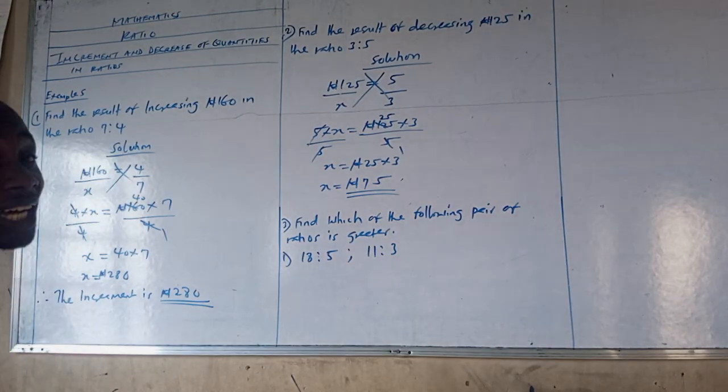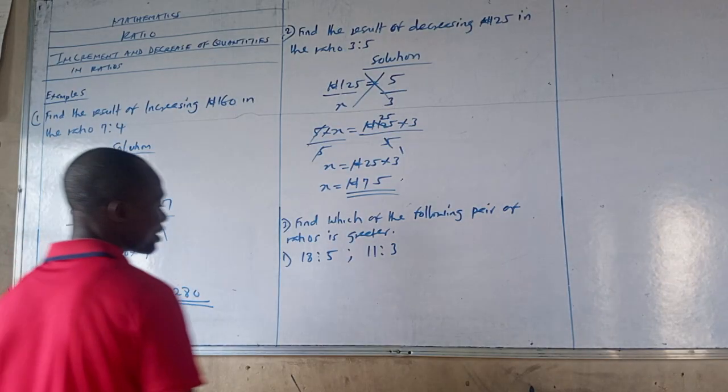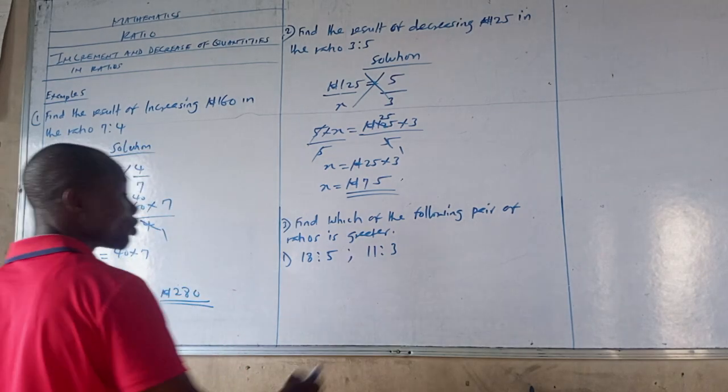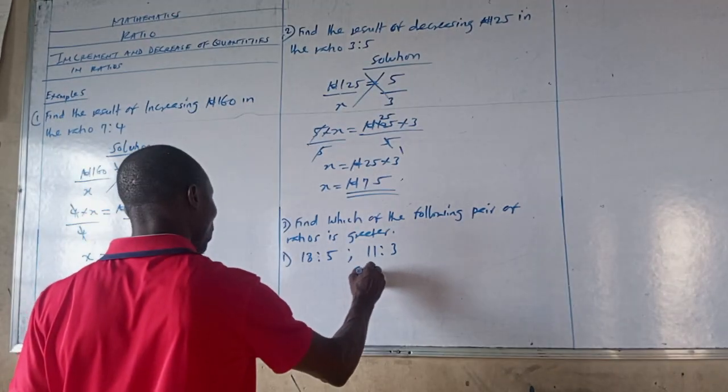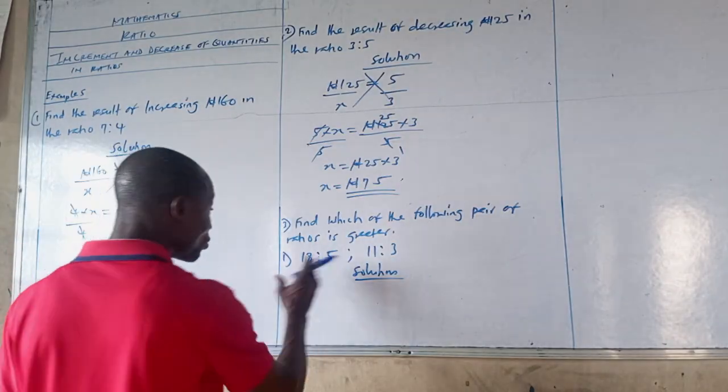How do we ascertain? How do we adjudge? How do we know which of the two pairs of ratio is greater? Solution: to know which one is greater, there are two approaches.